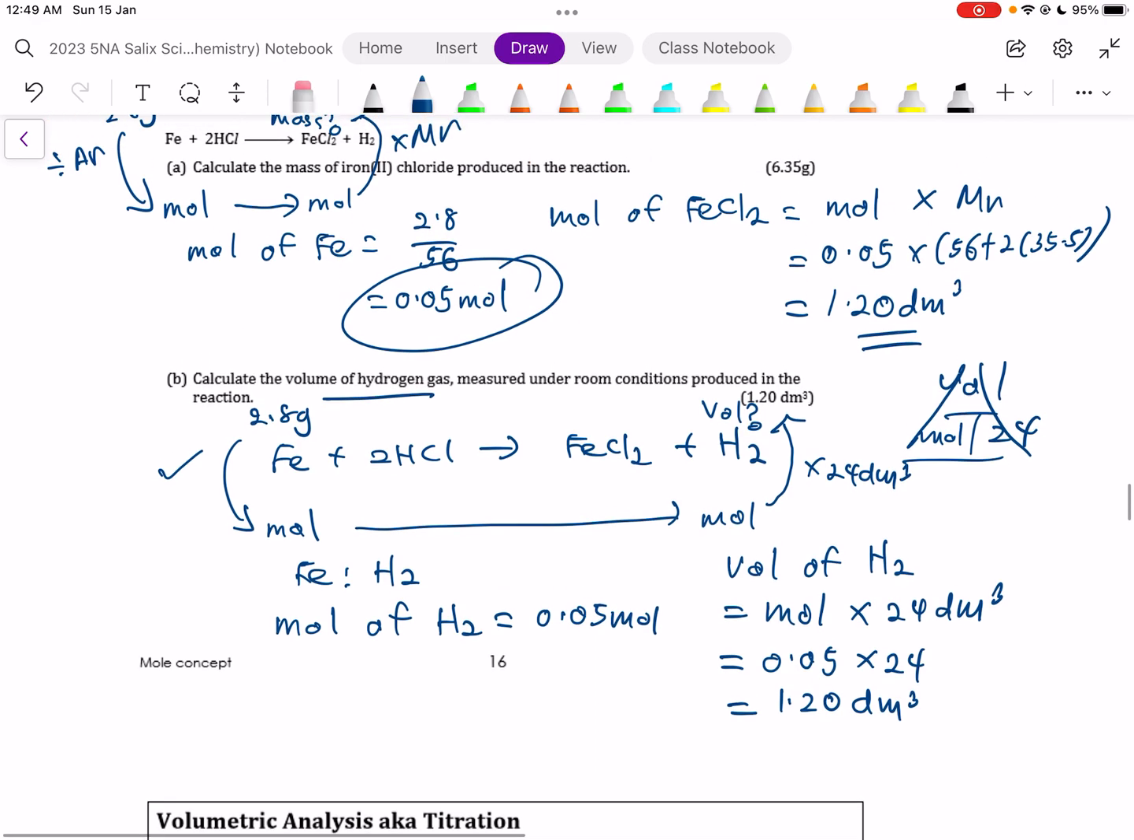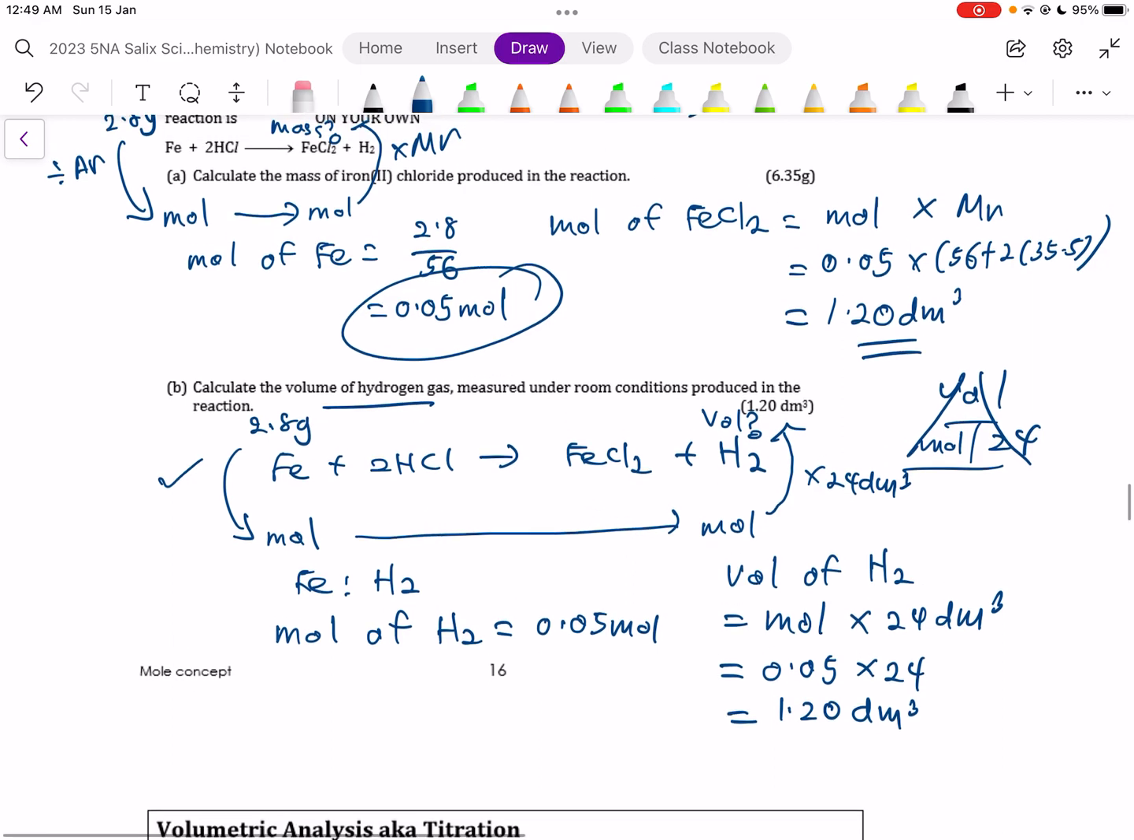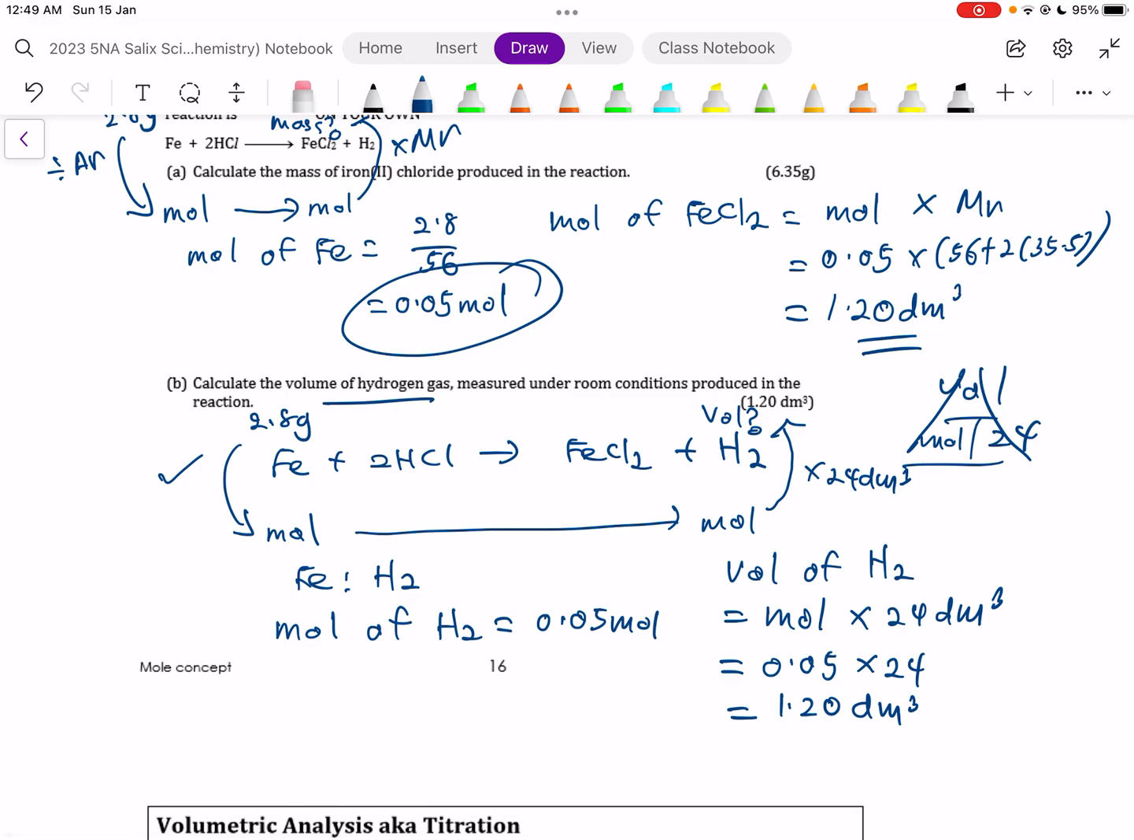Okay, so I have covered the first segment of the mole ratio. So the next segment I'm going to touch on is volumetric analysis, which is in the next video.